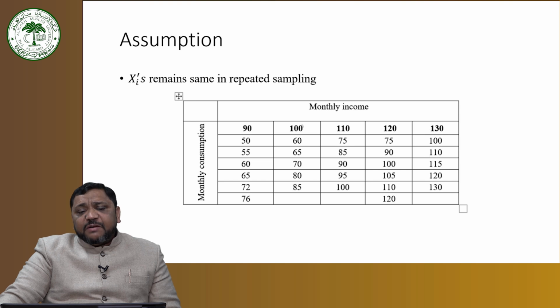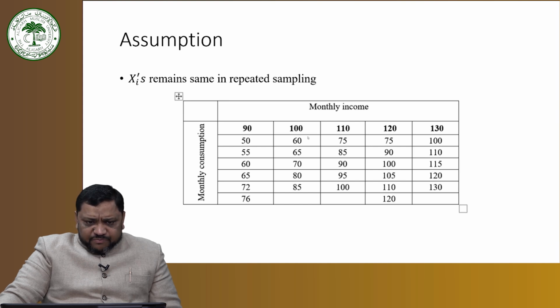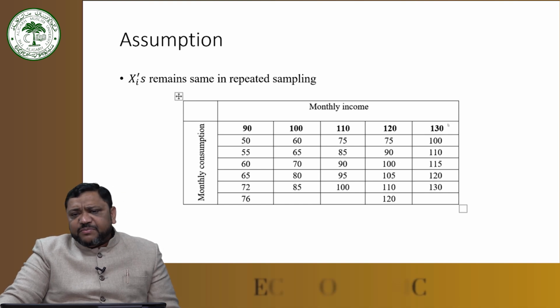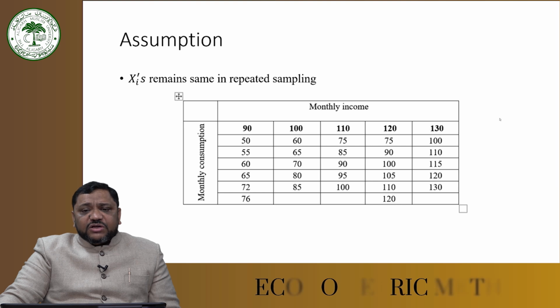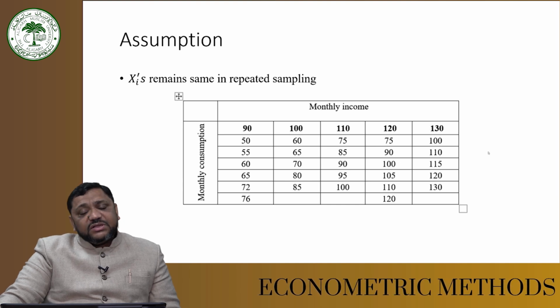Again, we take another family income level of say 100. This is associated with one family which has a different consumption expenditure level, 60, than another family whose monthly income is 100, which is 65. So likewise we have different families. So when we are going for several samples, the values of the independent variable, that is 90, 100, 110, 120, 130, will remain the same.